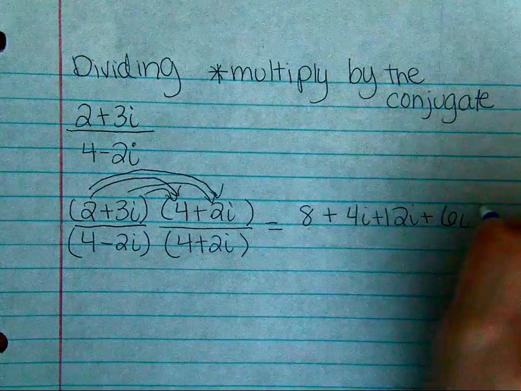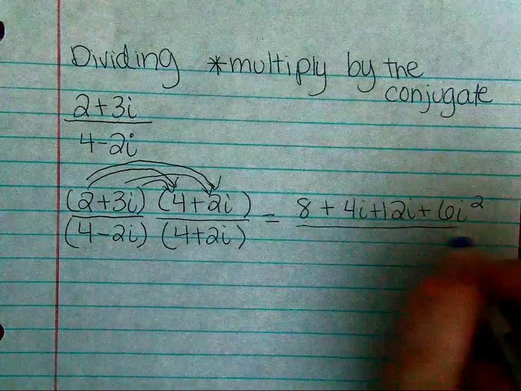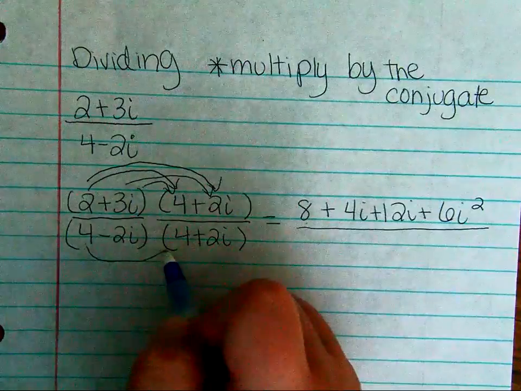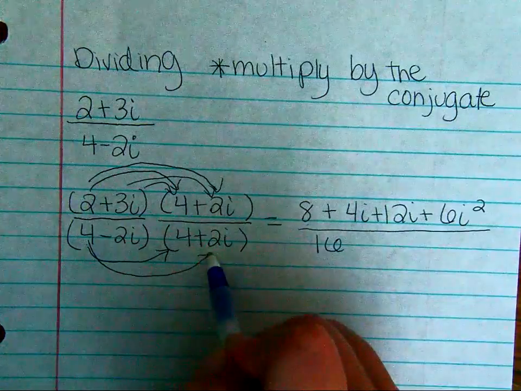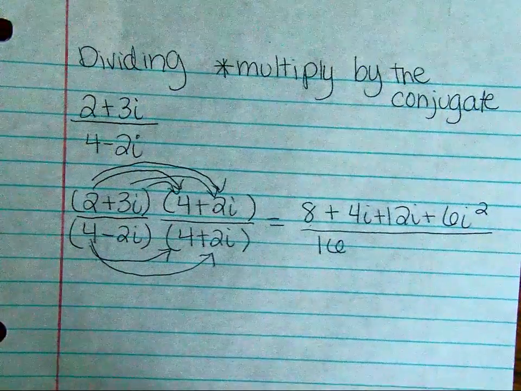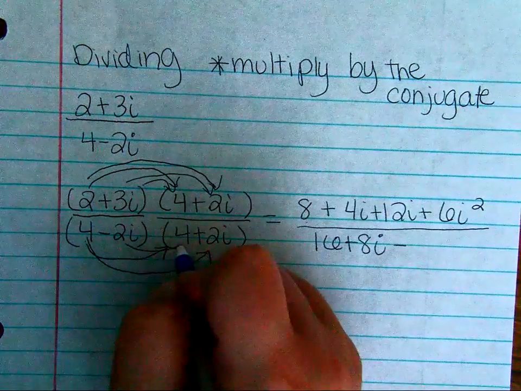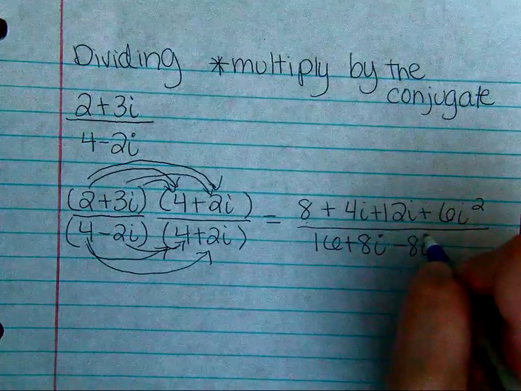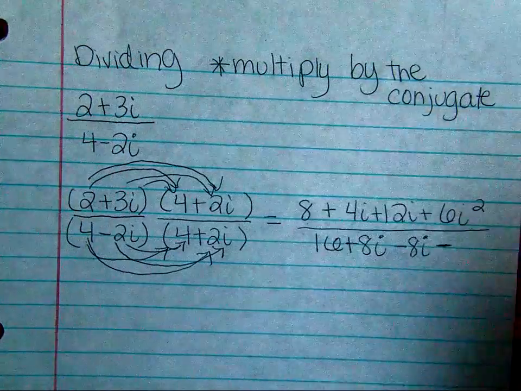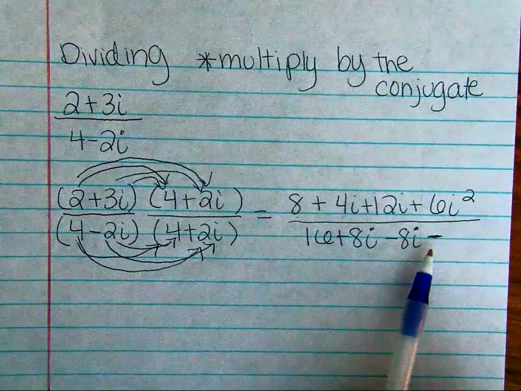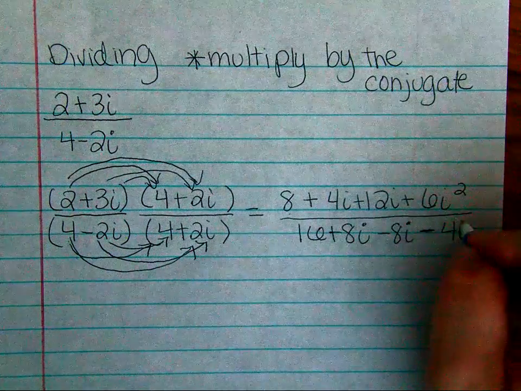Then in my denominator, I would do FOIL again. 4 times 4 is 16. Then here I'm going to do 4 times the positive 2i, so plus 8i, minus negative 2 times 4, so minus 8i, and then this, minus 2. This should be a minus sign. There are a lot of you that are still missing that. Negative times positive, minus 4i squared. Now, go ahead and simplify that.